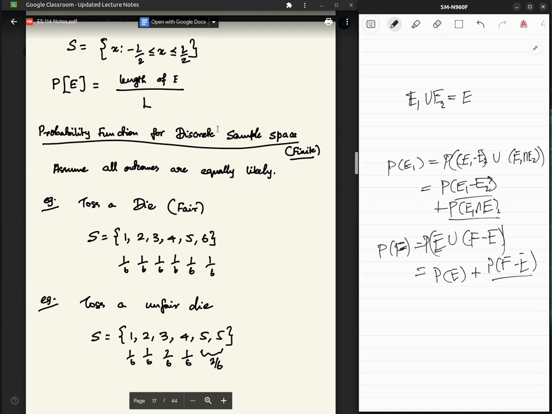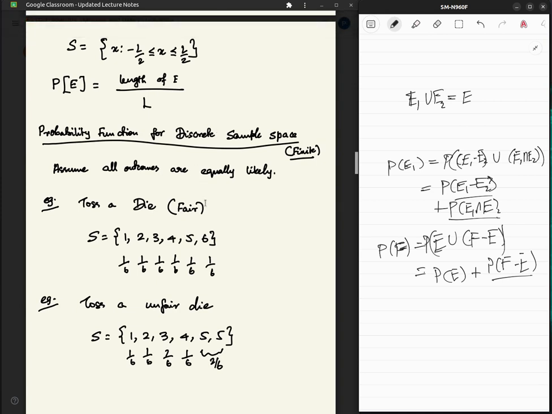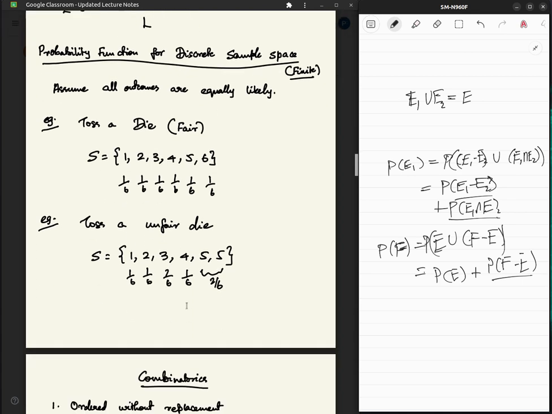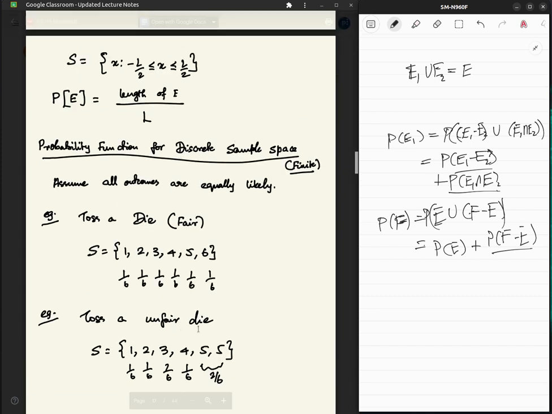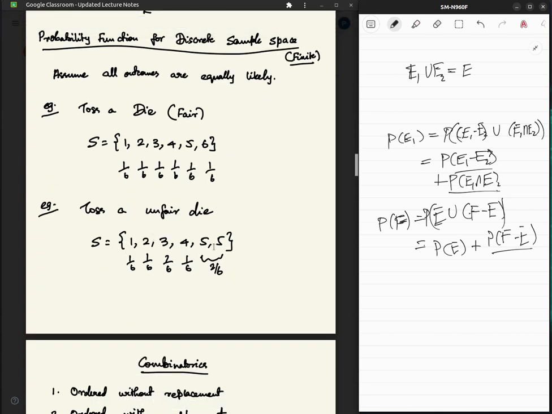Okay, probability function of discrete sample space. Assume all outcomes are equally likely. So for example, toss a die, it's a fair experiment where all outcomes are equally likely, right? And you could also toss an unfair die where all the outcomes are not equally likely. So instead of having 1, 2, 3, 4, 5, 6, you actually have 1, 2, 3, 4, 5 only, and 5 is on two faces. So you get 1 or 2 or 3 or 4 or 5, but you get 5 twice as many times as any other number. So that outcome is unfair. So probability function of discrete sample space, that's probably just, you know, for each element you have different probabilities. Makes sense.